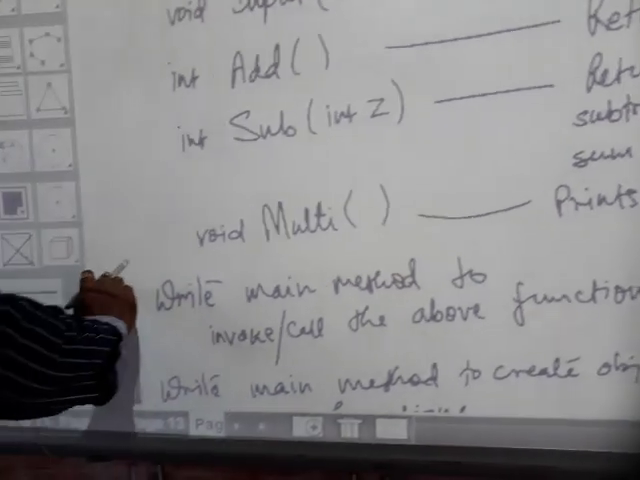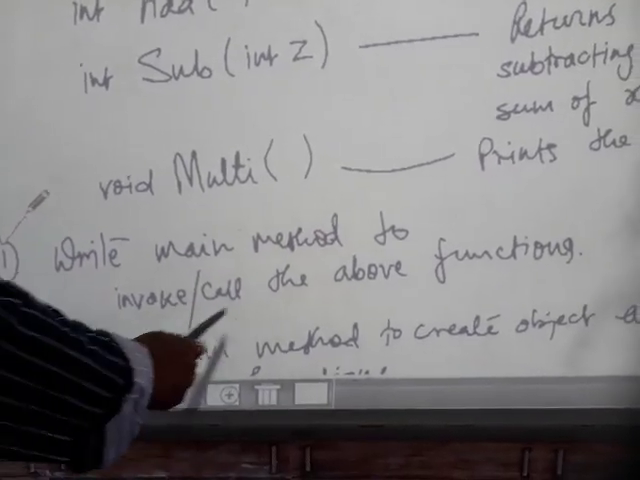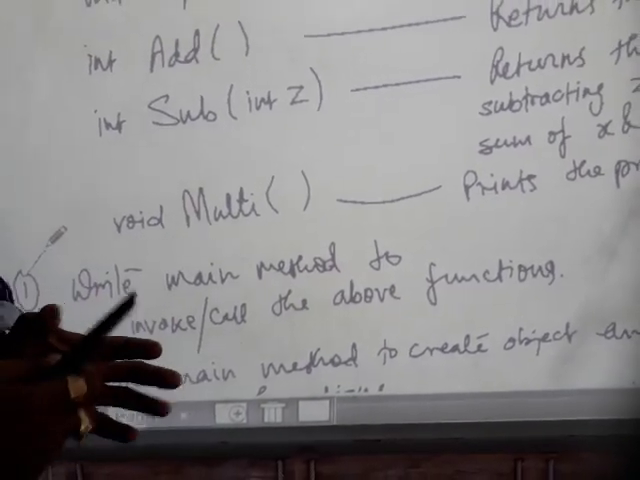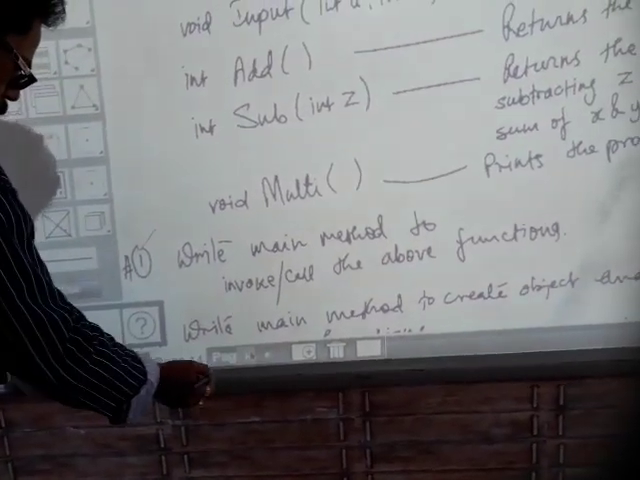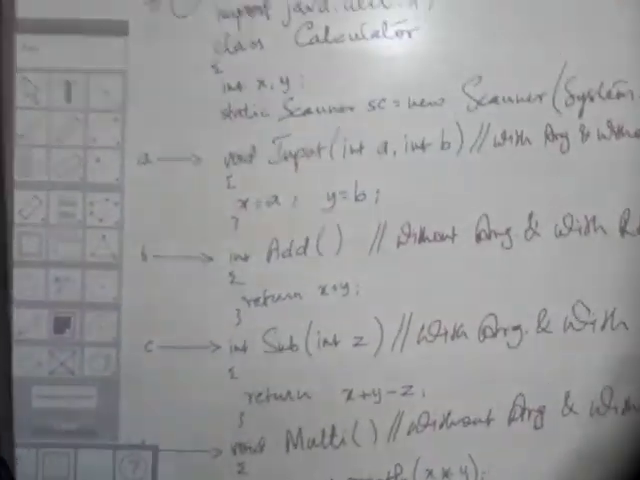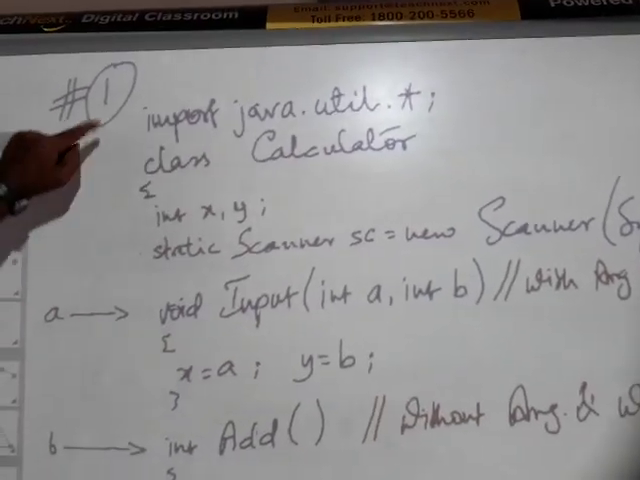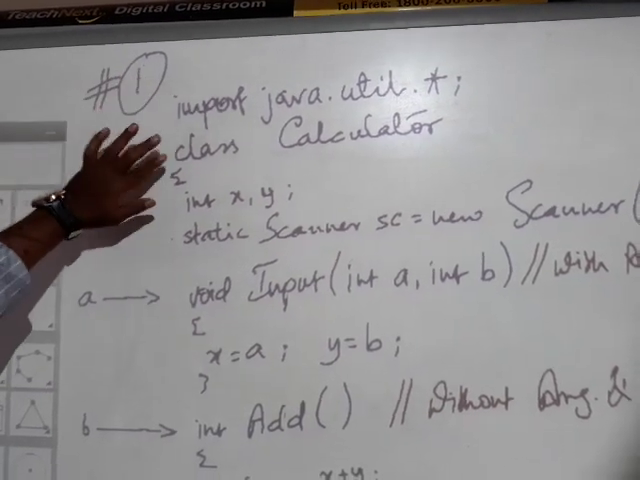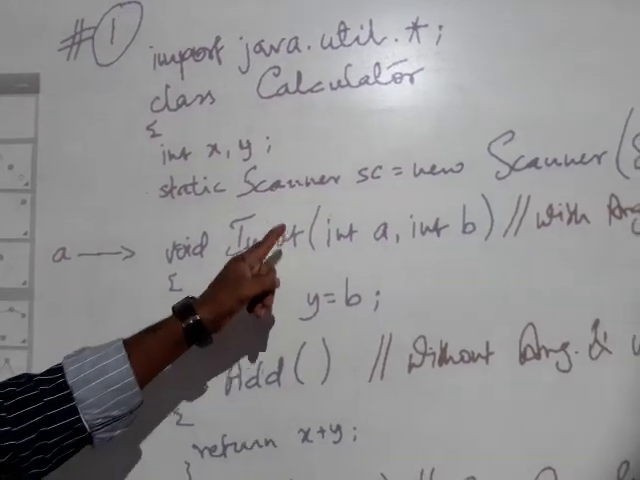Now today we are going to start with this one, that is: write a main method to invoke or call the above functions. That means write the main method within the class and without object creation. Okay, so let's start. Here we go. We have a Calculator class. As I said, follow that particular rule: package declaration, class declaration, instance data members, static Scanner object, and then we have the first function.